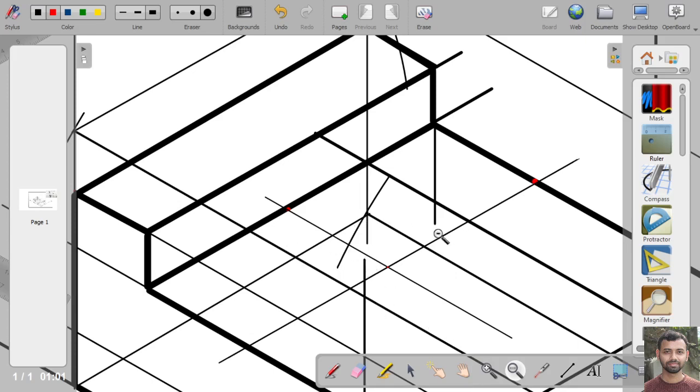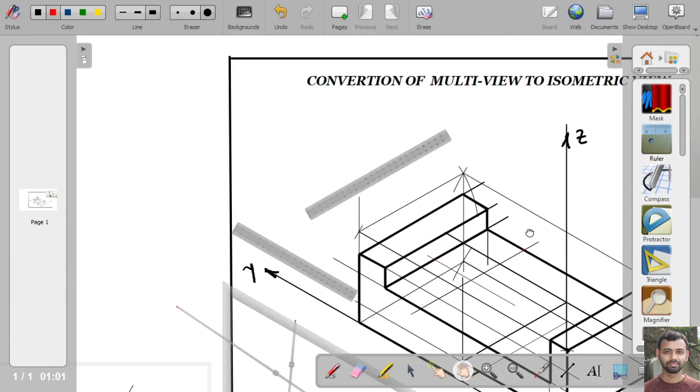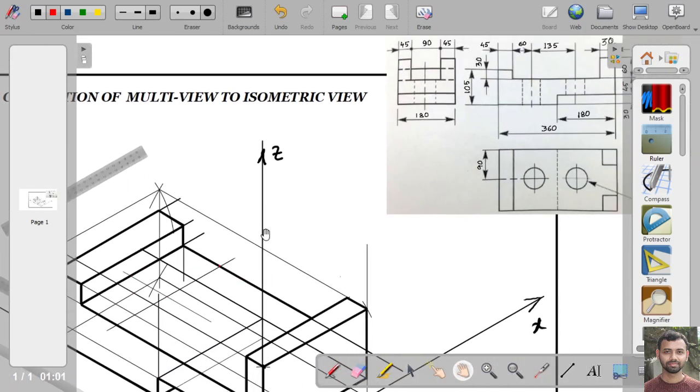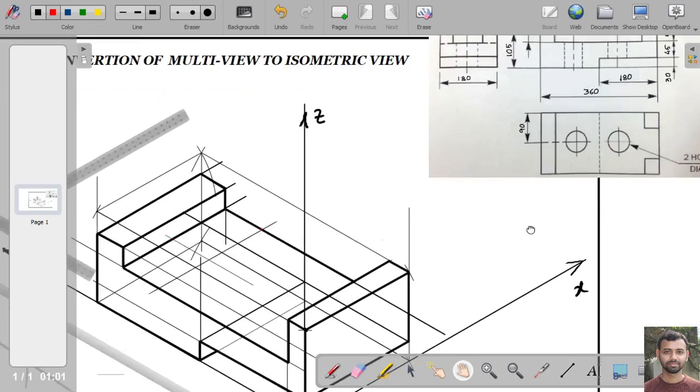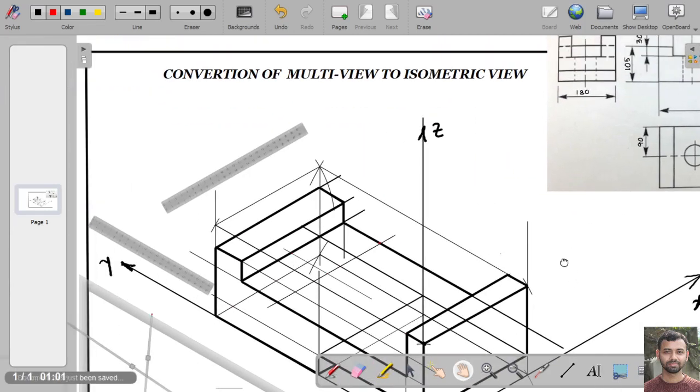Now to draw the rhombus, we need to know the diameter of the circle. The diameter of the circle is given as 60 mm.